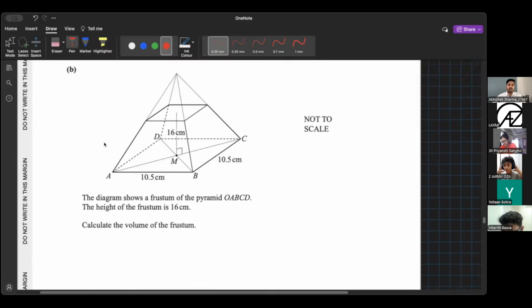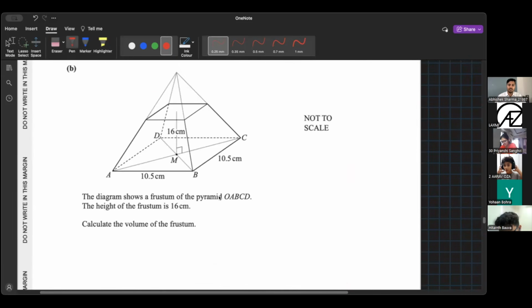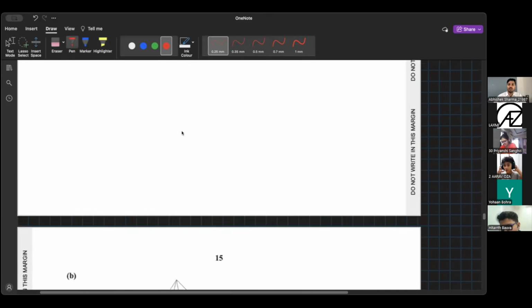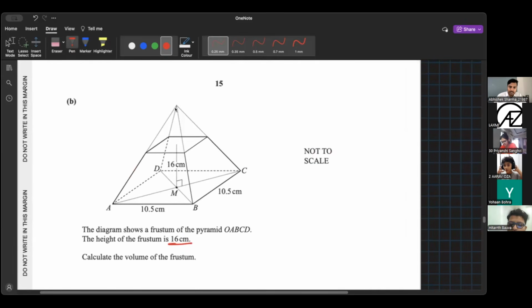Moving on to the second part. Now it says the diagram shows the frustum of a pyramid OABCD. The height of the frustum is 16. The height of the entire pyramid was how much? 24. So can we say that the remaining height is 8? Till this point it is 8 centimeters.